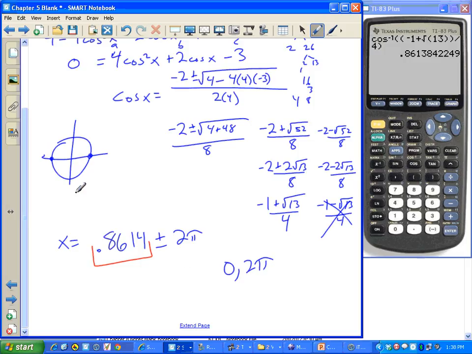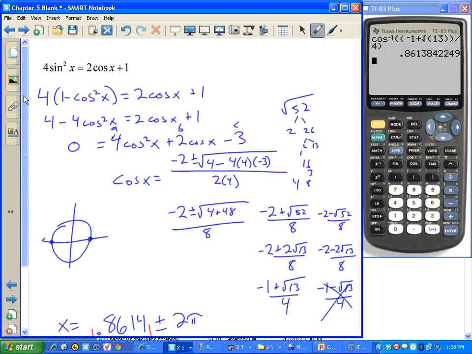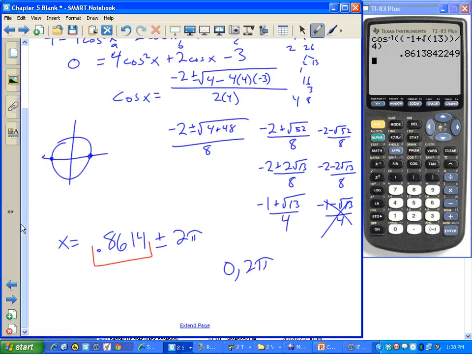Okay, and that's how solving trig functions goes. I'll have more examples in future videos that go more into this plus or minus 2 pi. You won't have too many of these in your first assignment.